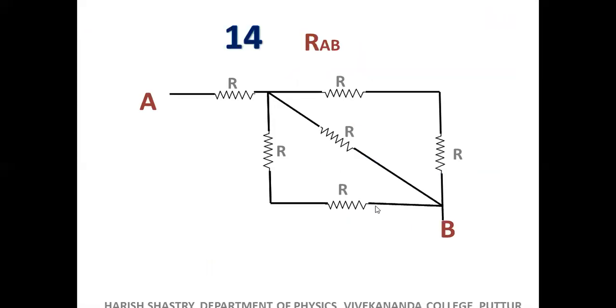Yes, the 14th problem is like this: RAB, R across A and B. Our resistance values are like this. Now, from where will we start? So connect a battery across this. When you connect the battery across this, current will flow through this, will branch into 3 parts, and again come back to this. But when it branches into 3 parts, the same current will flow through this and this, right?